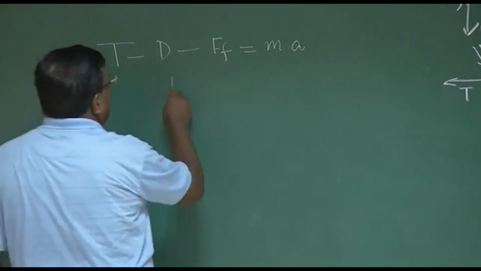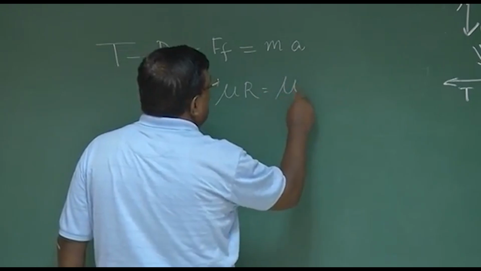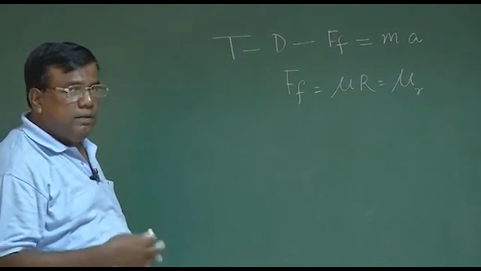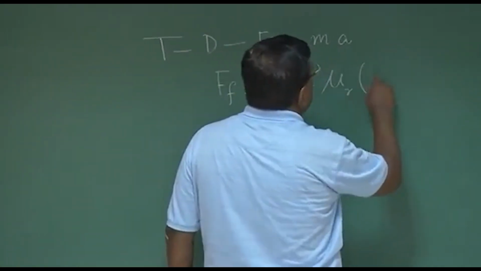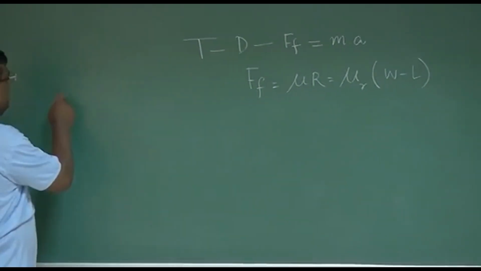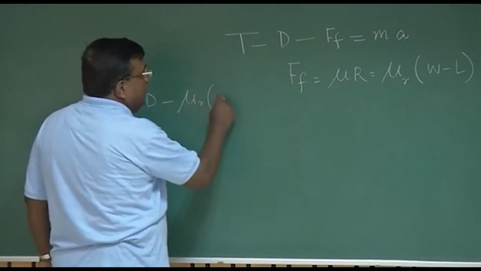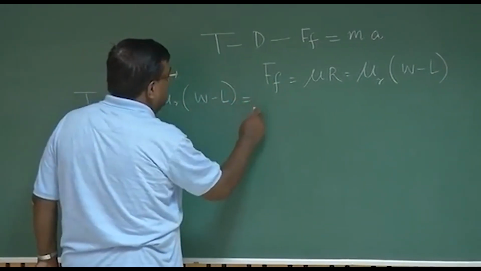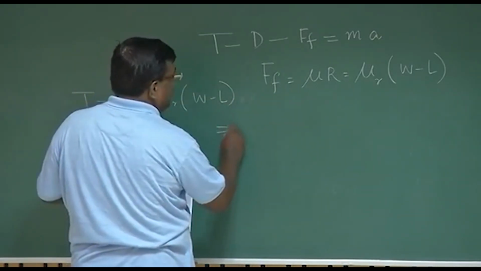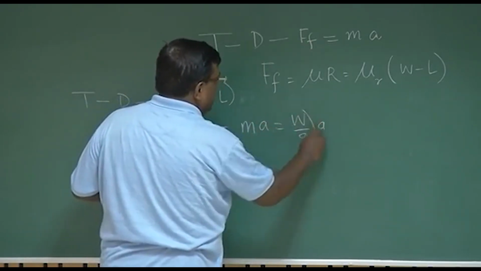And for FF, I can write equal to mu into R, that is mu R. I am purposely introducing mu for rolling friction coefficient, and for R I am writing W minus L. So now what does this equation transform into? T minus D minus mu into W minus L equal to M A, or I can write W by G into A.